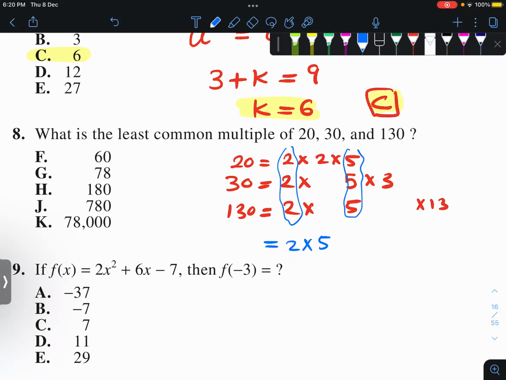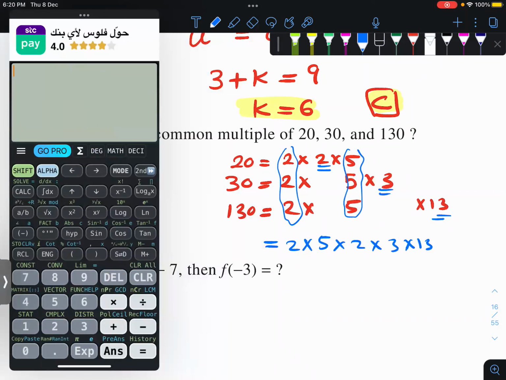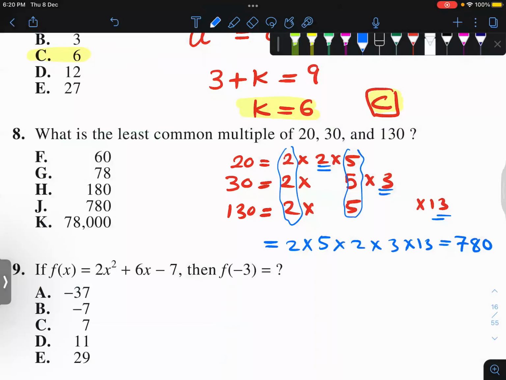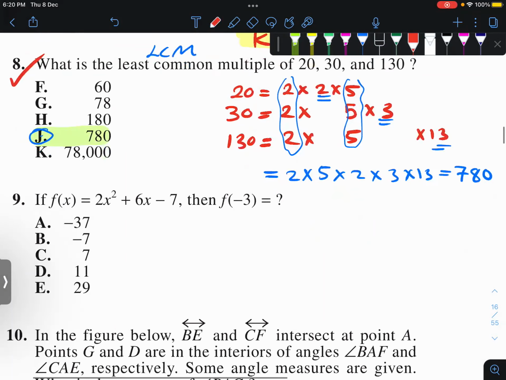We take only one of them, and then take this 2, this 3, this 13, times 2 times 3 times 13, and multiply all by the calculator. 2 times 5 times 2 times 3 times 13 is in all 780. Because it's asking for the least common multiple, LCM. Okay, 780 is J. Okay, I'm sure this question is true with you. Number 9, right or not?